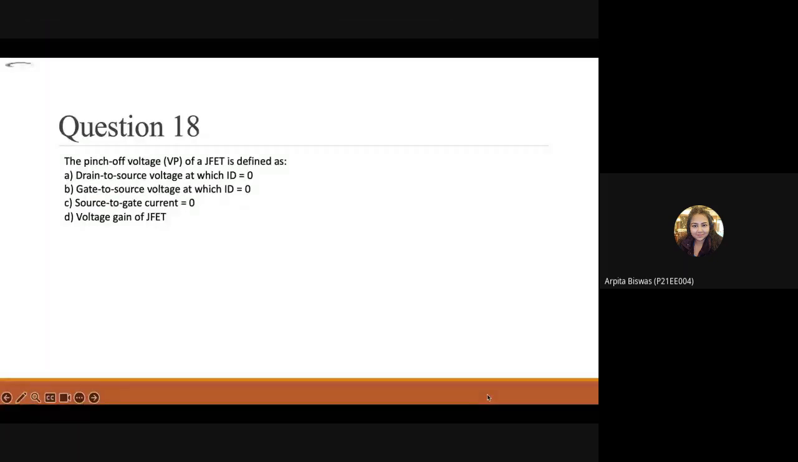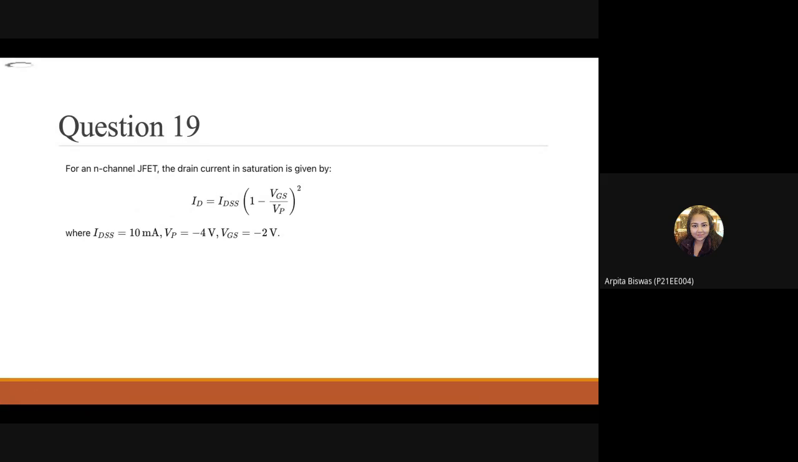So next we move toward the question number 19. For an N-channel JFET, the drain current in saturation is given by ID equal to IDSS into 1 minus VGS by VP whole square, while IDSS is given and VP is given and VGS is given. So you have to find out the ID. Here the formula is already given, just find out the ID. Ma'am, is it 2.5 milliamps? Yes, 2.5 milliamps.